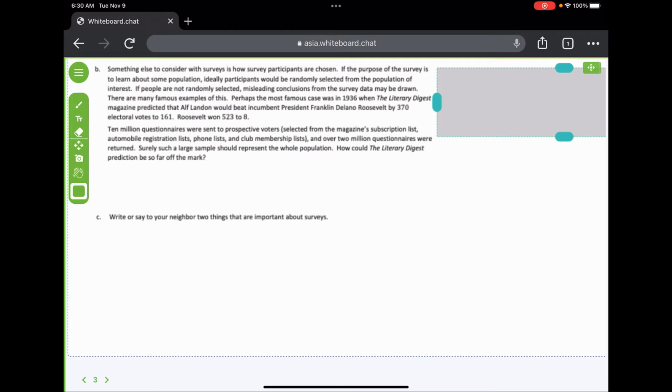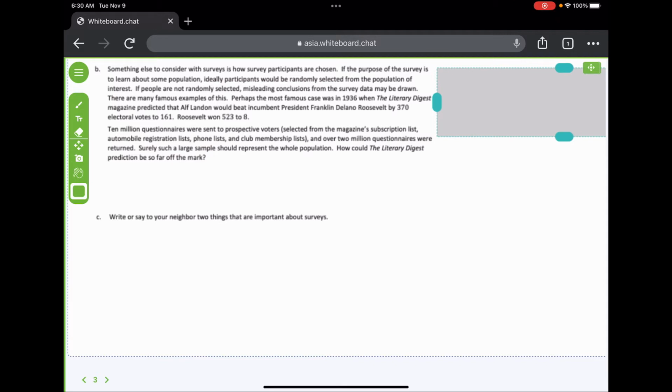Question 4, or page 3, sorry, no, we got question 4. B, something else to consider with surveys is how survey participants are chosen. If the purpose of the survey is to learn about some population, ideally participants would be randomly selected from the population of interest. If people are not randomly selected, misleading conclusions from the survey data may be drawn. There are many famous examples of this.